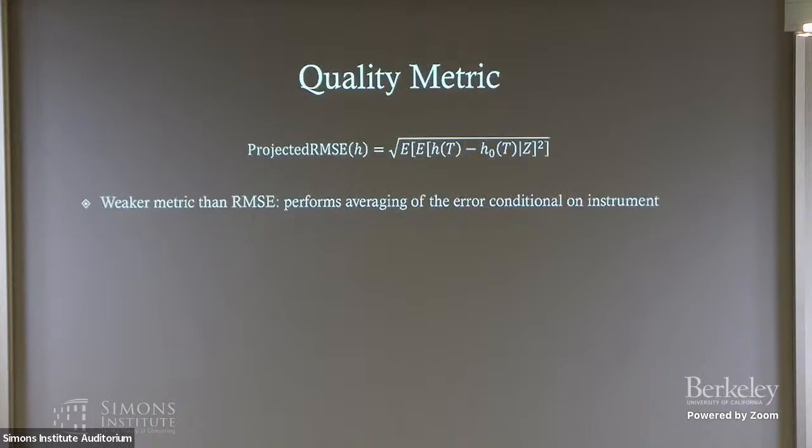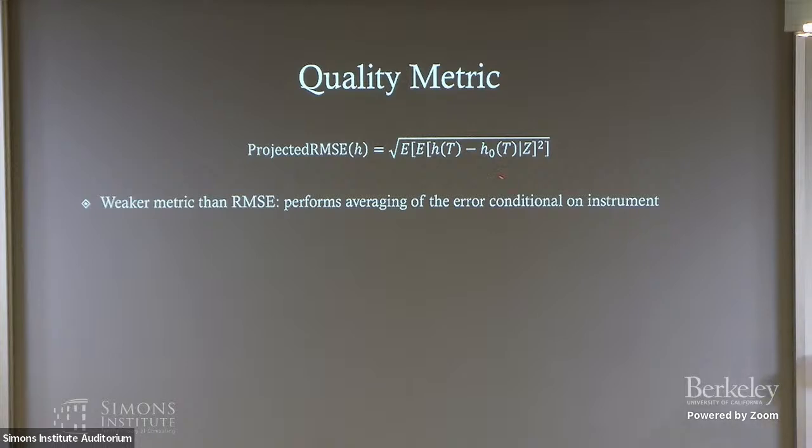So first, I mentioned convergence with respect to some metric. So what is the metric that we're going to be measuring convergence with respect to? And this is the point where we sidestep the ill-posedness of the problem. The quality metric that we're going to use is what we'll call the projected root mean squared error, where you first take an expectation of your errors conditional on the instrument, and then take the square. So you first project your errors onto the instrument space and then take the average of those squared errors.